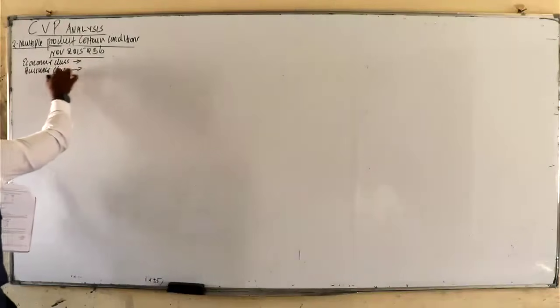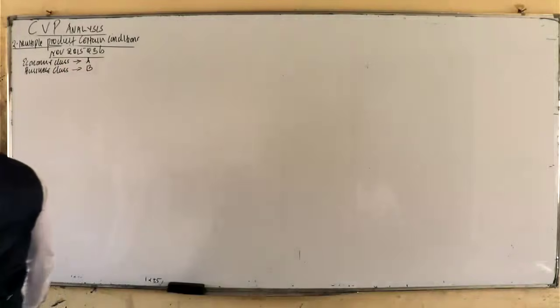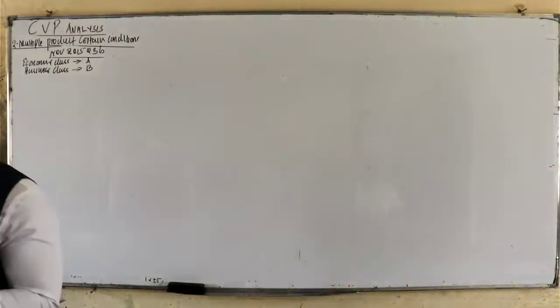Now let's say economy class is A, business class B. An analysis of the results for the financial year ended 31st of October 2015 for each of the categories is as shown below. You have the economy and the business, the number of meals. The number of meals will represent the number of units, write it as X. Then we have the sales.